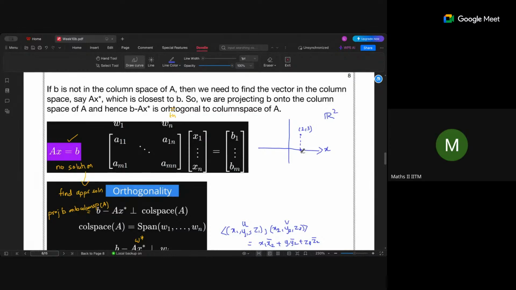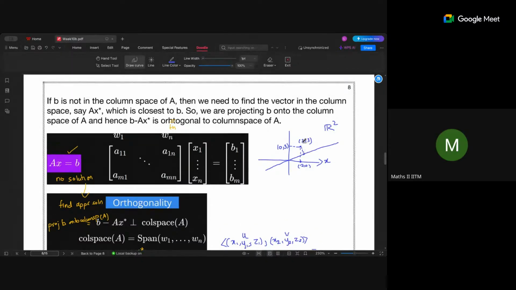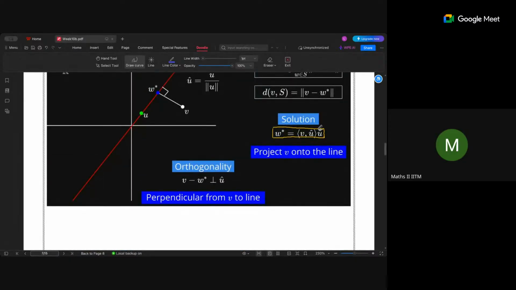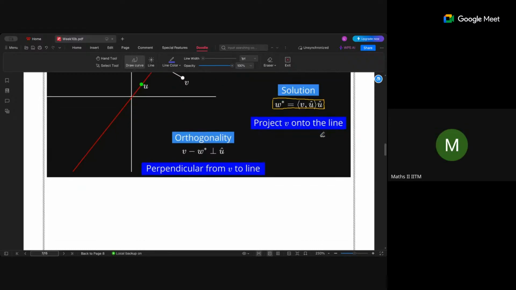So what is the projection of 2, 3 on the x-axis? What is this point? 2, 0. Exactly. So this 2, 0 is the projection of 2, 3 on the x-axis. Same way, what is the projection of 2, 3 on the y-axis? 0, 3. Now suppose I am having some line here. What is the projection of 2, 3 on this line? That is given by this formula: inner product of V, U hat into U hat.